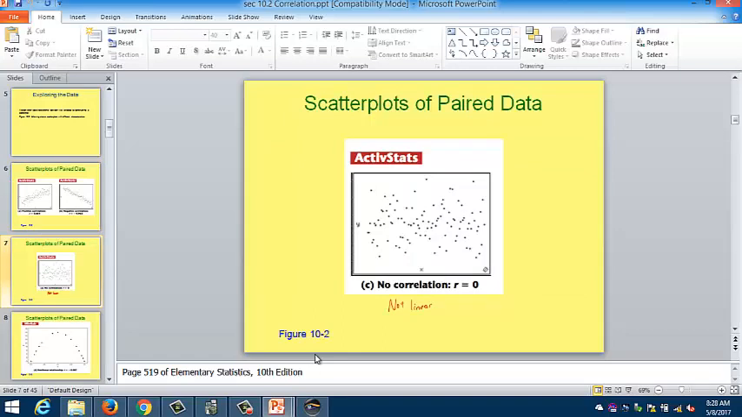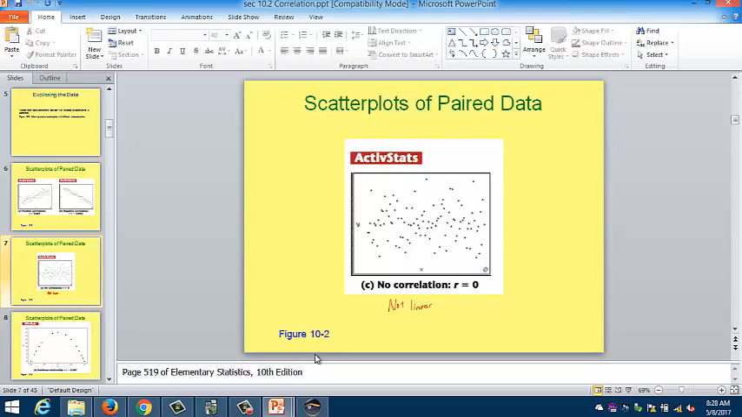How about this one? Well, they say here r is 0. No correlation, right? There's no best fit line that's going to tell you much of anything here. Okay, so you have to keep in mind that sometimes the data we talk about is not linear. And so if the correlation coefficient is near 0, you're not going to have much of a relationship at all.